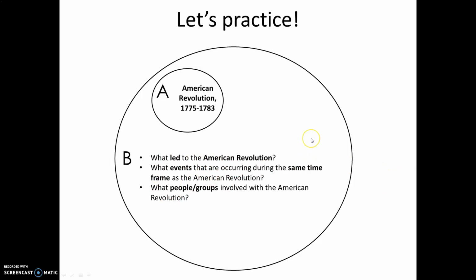What events are occurring during the same time frame? So you would try and figure out 1775 to 1783. What's going on? Maybe Declaration of Independence. Even though it was a part of it, it's not actual fighting, and some consider the revolution to just be the fighting itself. What people or groups were involved? Patriots, loyalists, colonials, Hessian mercenaries, Native Americans. It goes across the board. So there's numerous directions you could take it. So when you try and contextualize, this is a good frame of reference and a good place to start.